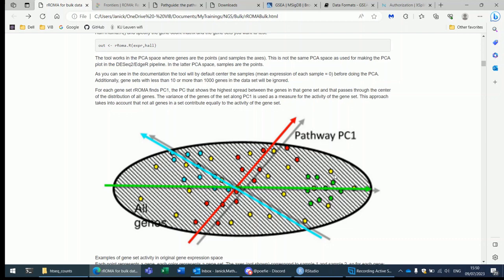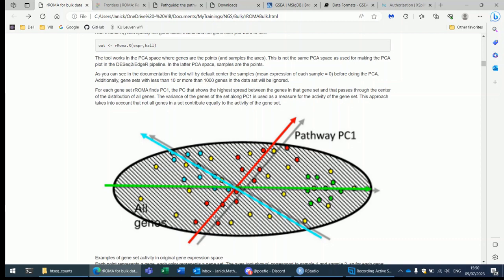As you can see, the points are colored here. The colors represent different gene sets, different pathways. We have a green pathway, a red pathway, a yellow pathway, and a blue pathway. So for each gene set, it will find the first principal component. That is always the direction in this 8-dimensional space that shows the highest spread between the points, between the genes of that particular pathway.